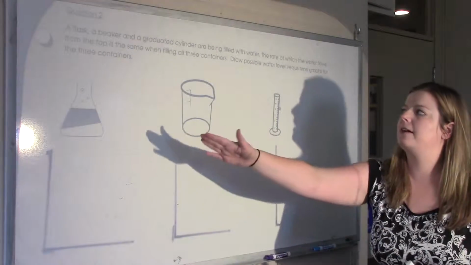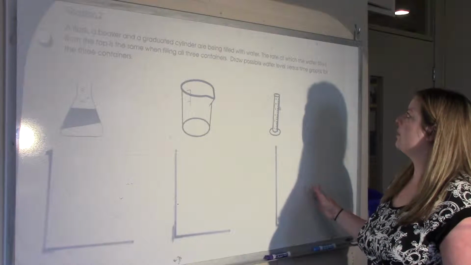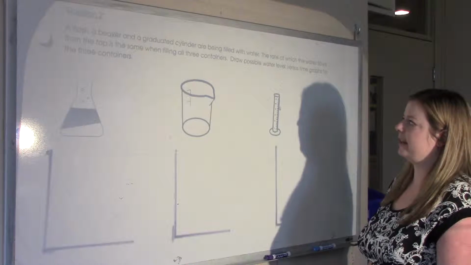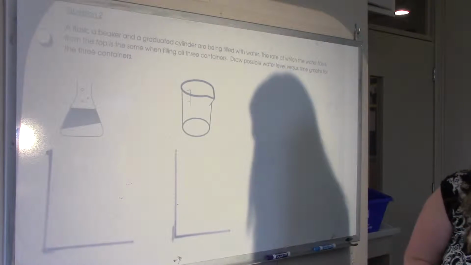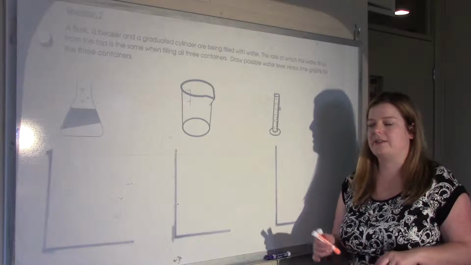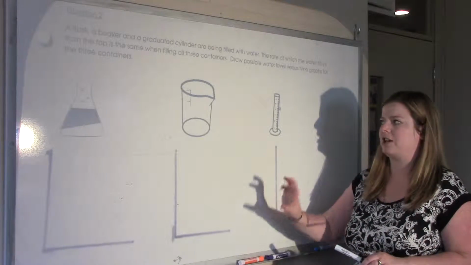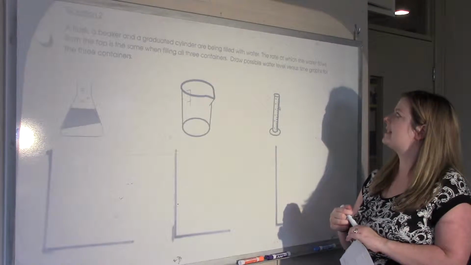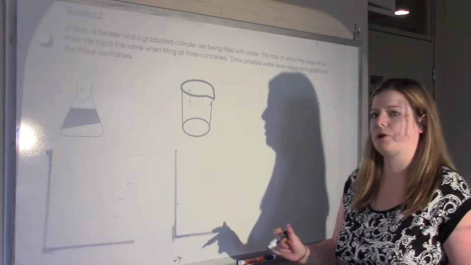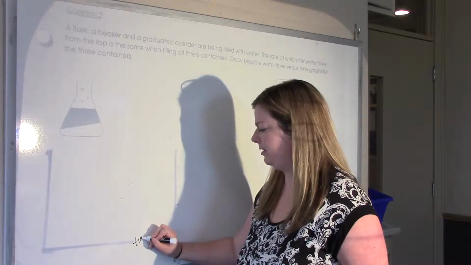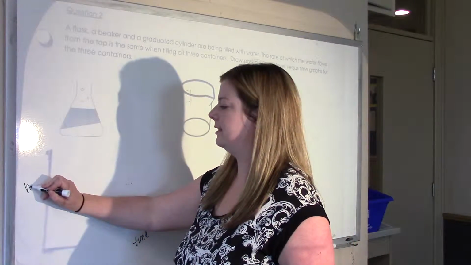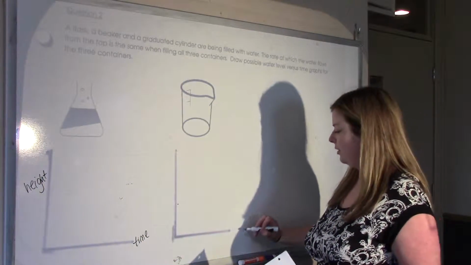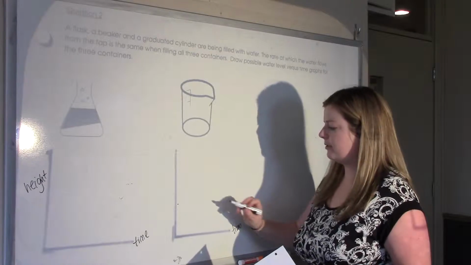So a flask, a beaker, and a graduated cylinder are being filled with water. The rate at which the water flows from the top is the same when filling all 3 containers. So that means that the water coming out of the tap is at a constant rate for all of them. You're not changing the speed of the water. So draw possible water level versus time graphs for the three containers. So you should have all labeled these time versus height or water level, okay? You're not given units, so that's fine.